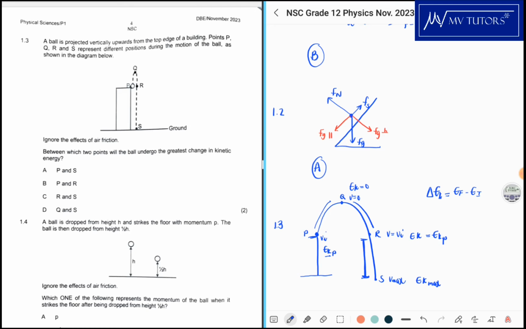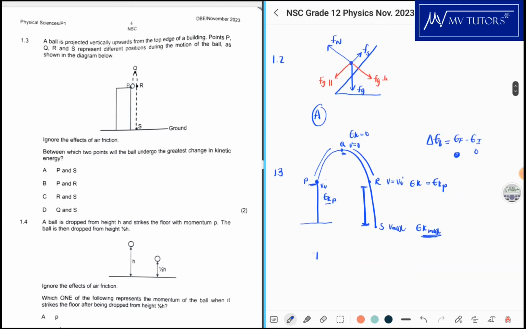And then D, between Q and S, yes, definitely, because you have your maximum here and you have 0 over here. So the change there, if you're going to subtract 0, you're left with your maximum, okay? So your final is a maximum, initial is 0, so that would be the greatest change in kinetic energy. So I would go with option D.